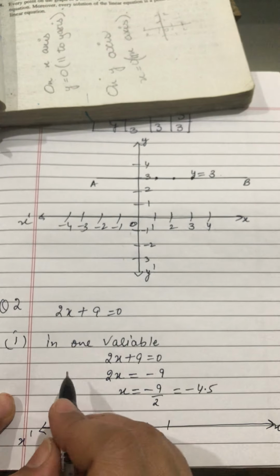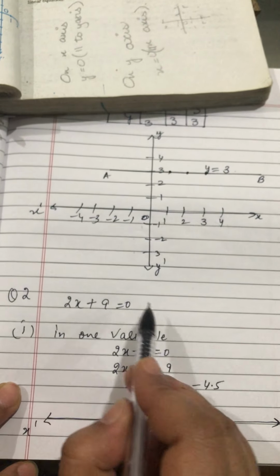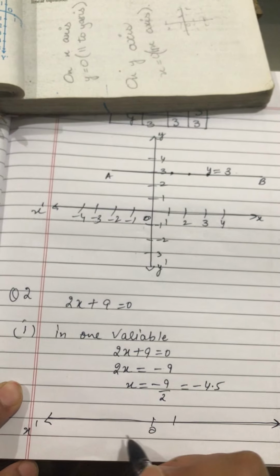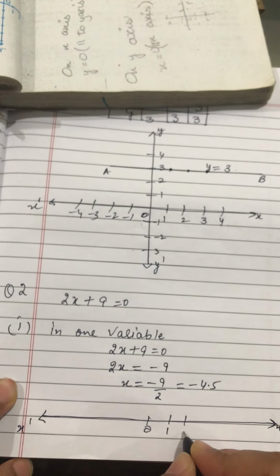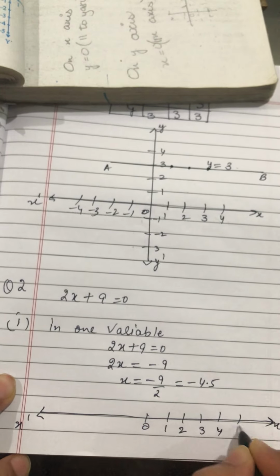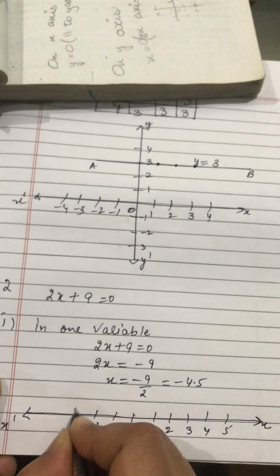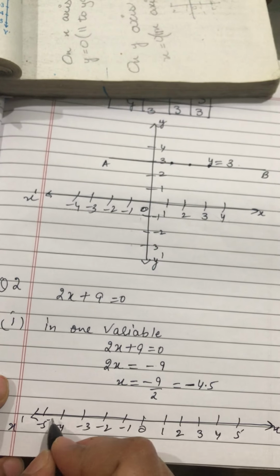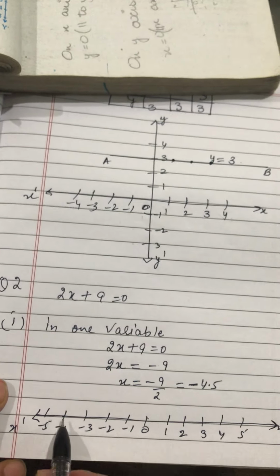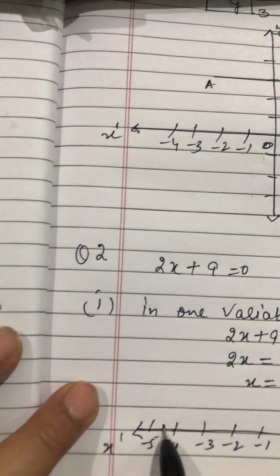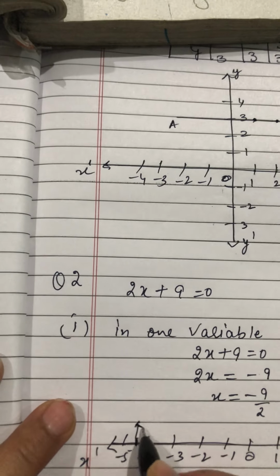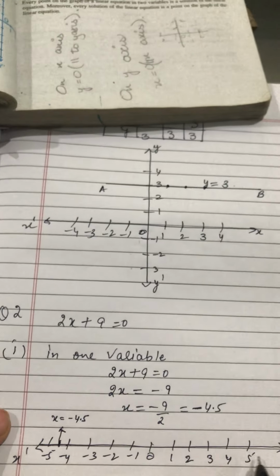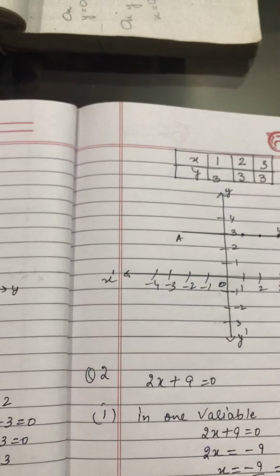Now in one variable we can represent it on a number line. When we have to represent any linear equation in one variable, we always represent it on a number line. Minus 1, minus 2, minus 3, minus 4, minus 5. Now you can see it is minus 4.5. It will lie between minus 4 and minus 5. This is the midpoint of minus 4 and minus 5. So this is x equal to minus 4.5. This is how we can represent it in one variable form.